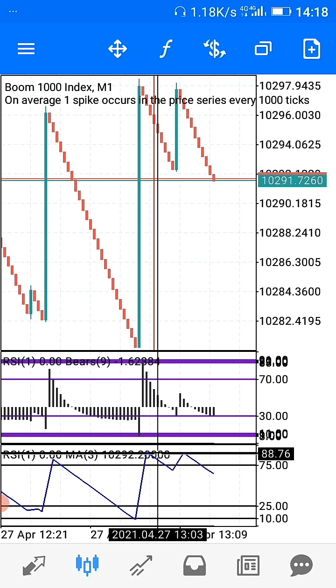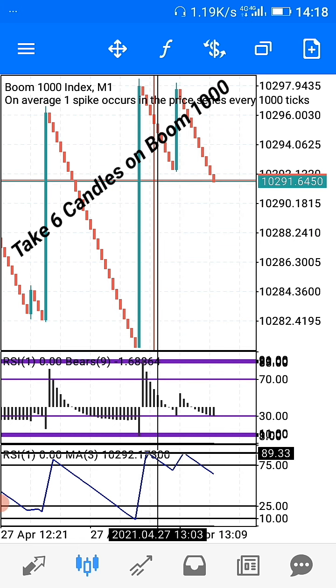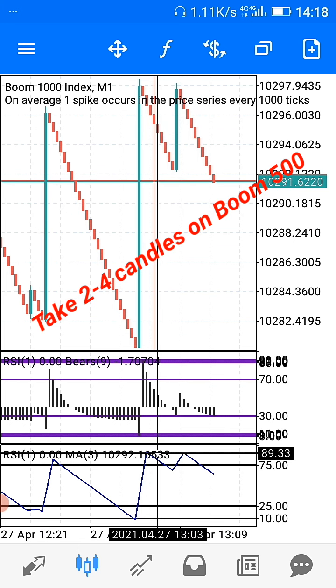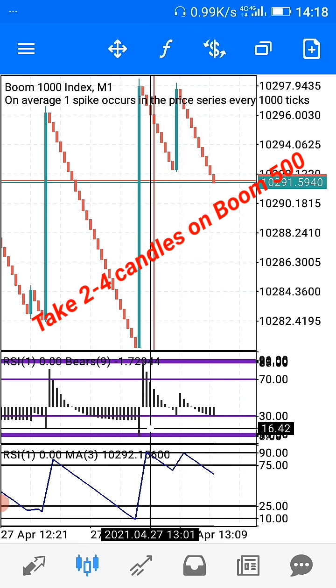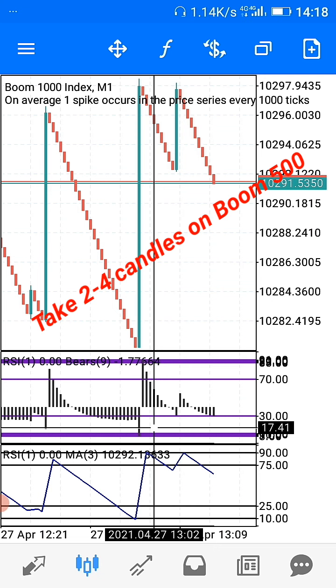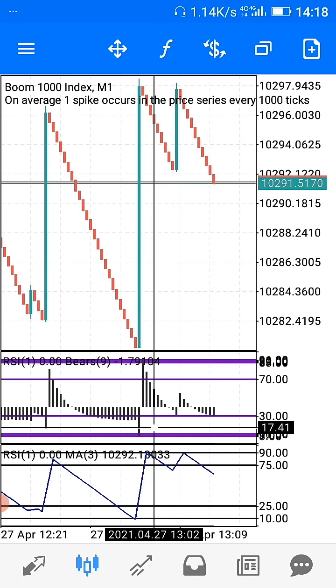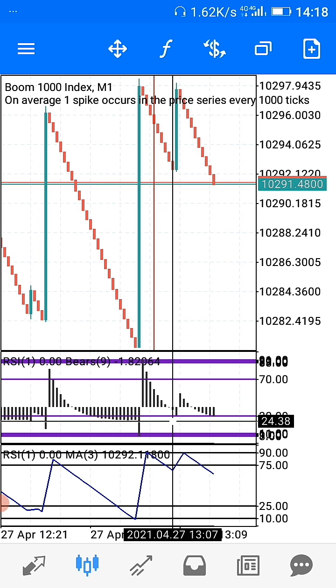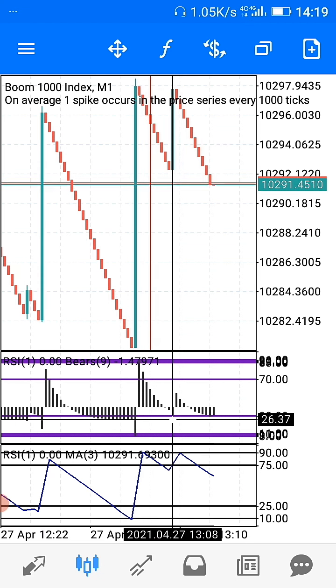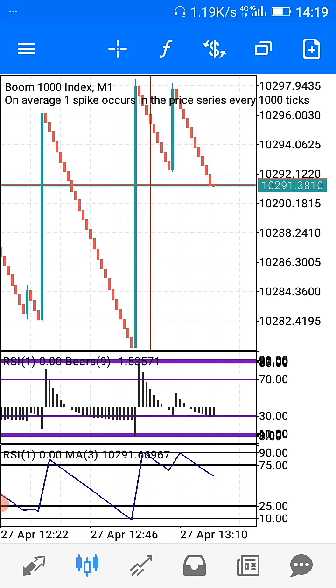Not more than that. Not more than 6 candlesticks on boom 1000. You are taking 6 candlesticks on boom 1000, and then you close your trade. You saw what just happened. As soon as I took 6 candlesticks, I placed the trade here. That's why I put the vertical line: 1, 2, 3, 4, 5, 6. I closed, and then the 7th candle spiked, even though this trade is still going down. But take your 6 candlesticks and then you are out of the market.